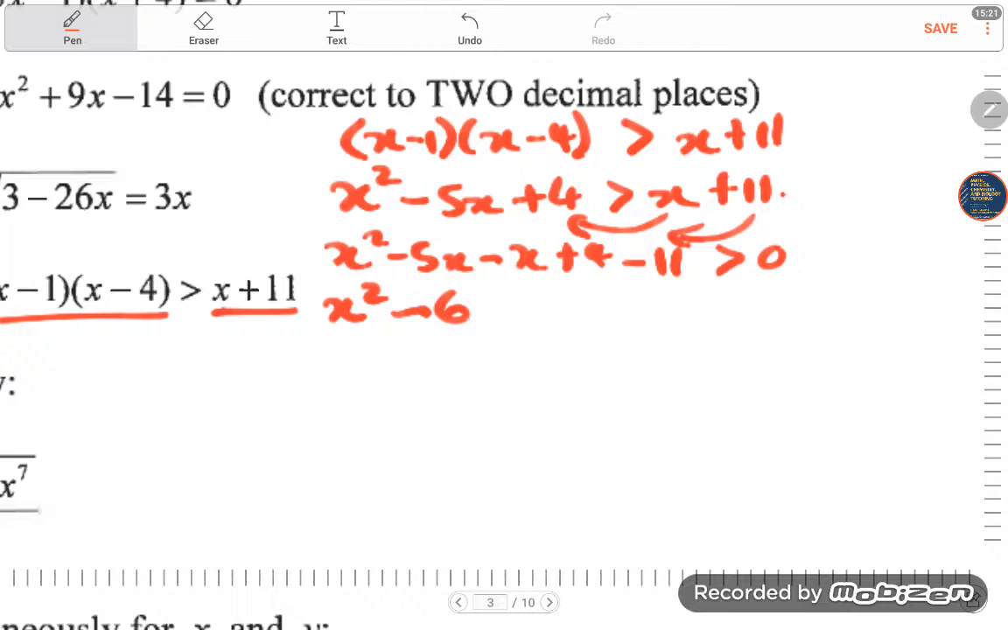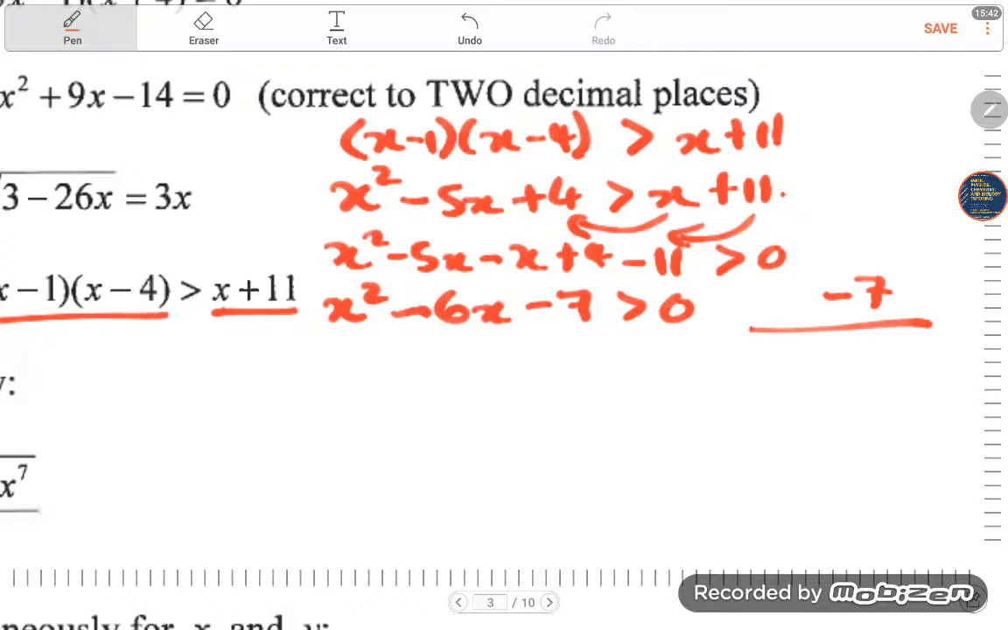So there's going to be minus 6x on there. Then plus 4 minus 11, that's going to be minus 7, greater than 0. And as expected, because we were not really told about 2 decimal places, do not forget that instruction in the previous question. Here, we're not told that, so we're expecting 2 numbers that if you multiply, you get a minus 7.